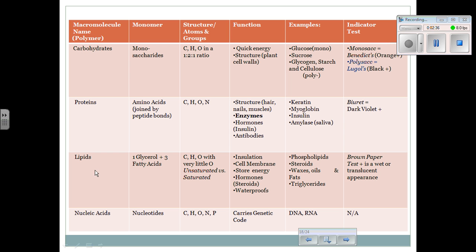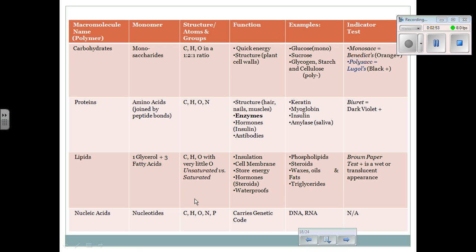The next kind of organic molecule we'll look at are lipids. And lipids are made up of 1 glycerol to 3 fatty acids, carbon, hydrogen, and oxygen with very little oxygen. There's a difference between saturated and unsaturated. Mr. Matthews will go over this information in class.